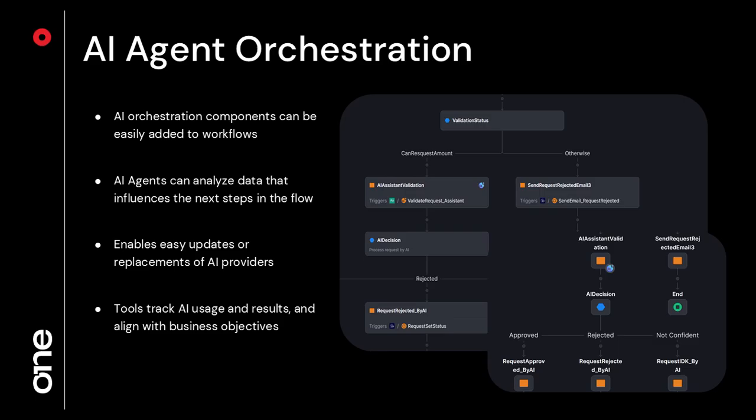We mentioned AI agents earlier because the Workflow Editor has been specifically designed to enable AI orchestration across your applications. Developers and non-developers can easily add orchestration components to the workflow diagrams. The AI agents can analyze data mid-workflow and influence the next steps. You can easily update or replace the AI provider, and developers can also leverage these tools to track AI usage and align them with business objectives. So this is why the Workflow Editor in ODC matters.